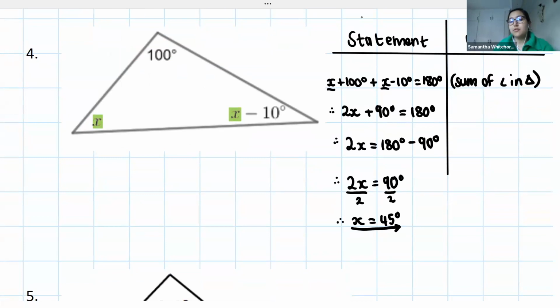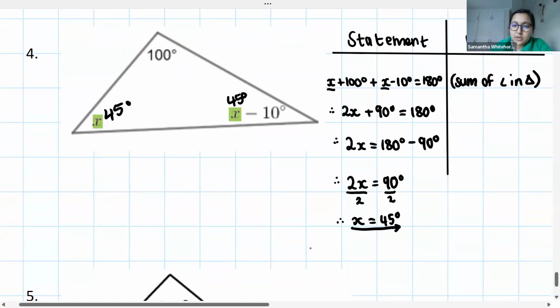Remember, check yourself through substitution. If you substitute in 45 in place of both of these angles and add them up, you will get 180 degrees. Okay, guys, let's take a screenshot.